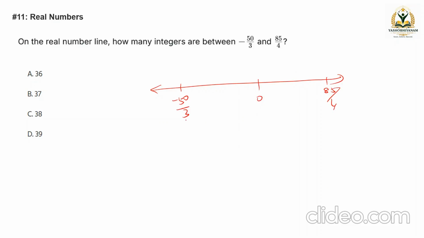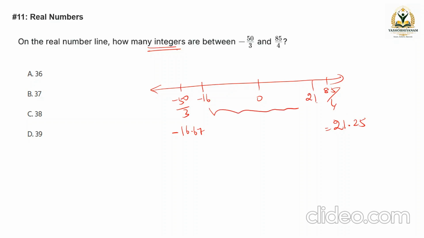So negative 50 over 3 would be approximately negative 16.67, let's say. So the nearest integer would be negative 16, because the question is asking about integers here. So negative 16 is the nearest integer here. 85 over 4, if you look at it, this would be 21.25. So the nearest integer here is 21.